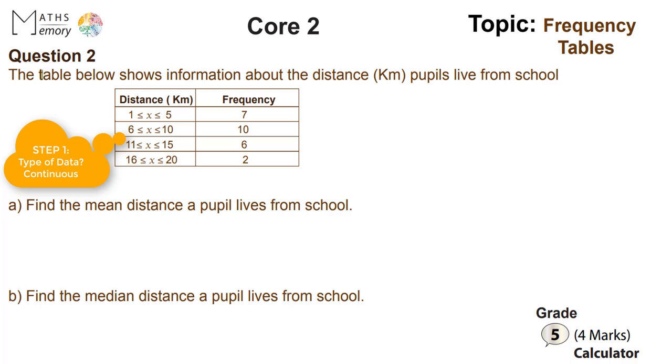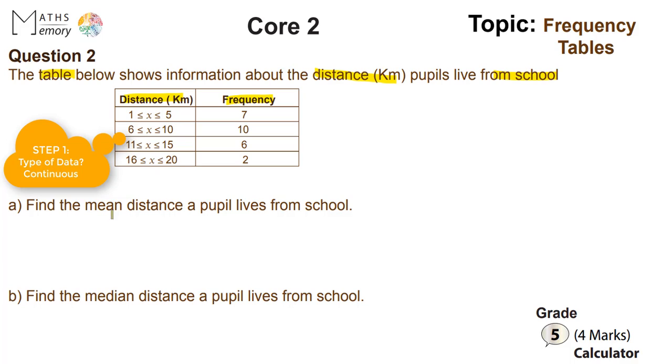Now the table below shows information about the distance in kilometers pupils live from their school. We have 2 clear columns here. Distance is continuous data because they are in class intervals, which means x could be anywhere between 1 and 5. The number of kilometers could be between 1 and 5, and this frequency means 7 pupils could lie between 1 to 5 kilometers, including 1 and 5.